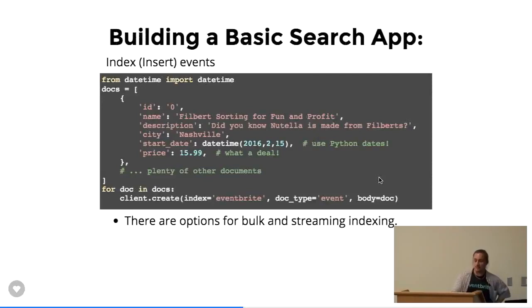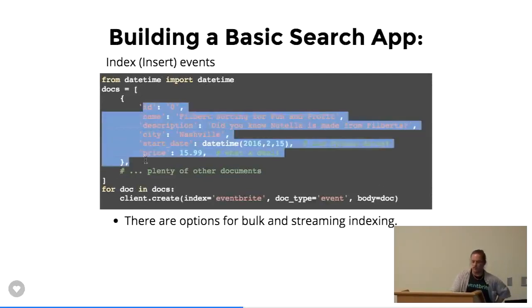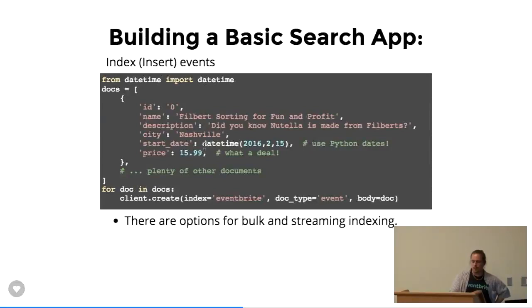Actually adding the events at that point is pretty simple. You have an array of events, and it's just JSON blobs again. The client is nice because you can use date times, and it does the right thing. And then the simplest version is for just an iterator. For every doc that you have, then dump it into Elasticsearch. This does make an HTTP request for every doc, so there are batch methods once you actually really want to put this into production. That's an easy way to get up and running.